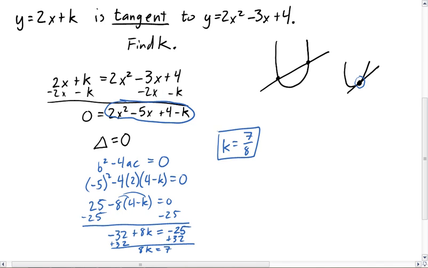Now when k is 7 over 8, that means our discriminant is going to be equal to 0, which means we're only going to get one root for this, which means there's only going to be one intersection place. Remember, the root of this is going to be the intersection, just like when we factor we get two different roots. So when k is 7/8, I'm only going to get one root, which then means that these two lines would have to be tangent.